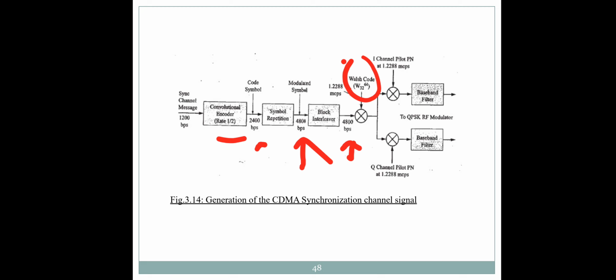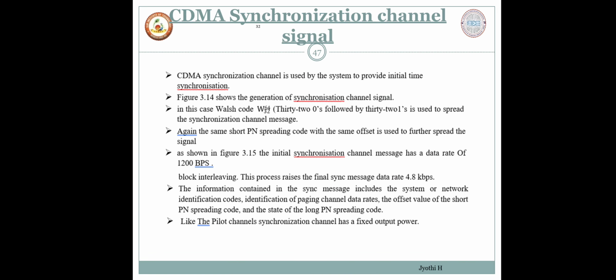is also getting multiplied. Later it is given to the Q channel and I channel, the pilot channel is created, and it is going to transmit the I channel and the Q channel signals. Here again the same short PN sequence code with the same offset is used to further spread the signal, as shown in the figure.